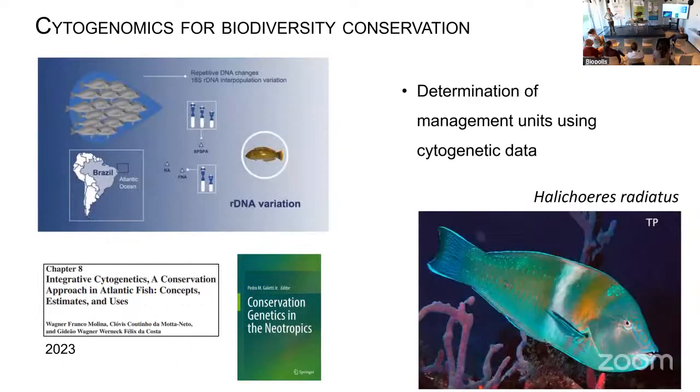Same thing was for these fish in two islands in front of Brazil. In this case, no genomic information were available, but authors managed to integrate cytogenetic data, and they actually found two populations of the same species with huge chromosomal rearrangements that made them define two different management units.